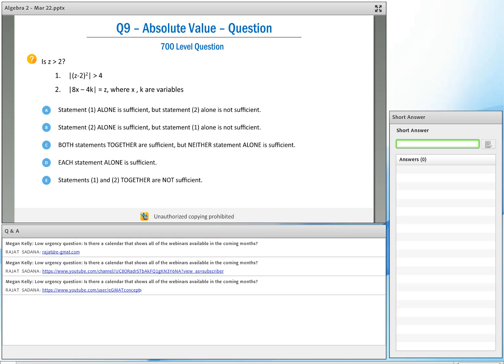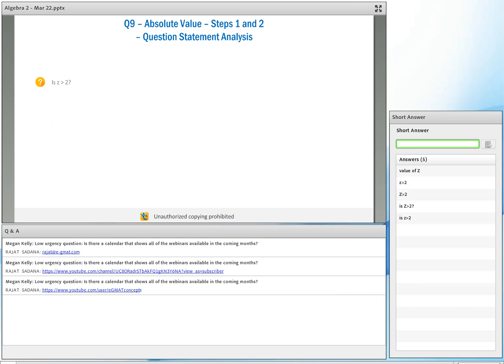So what's the question asking? Is z greater than 2? It's a very specific range. It's not asking for the value of z. It's asking if z is greater than 2. And that's really important to know. And you say, is there a constraint on the value of z? There is absolutely no constraint. Okay, there's not much given in the question statement.